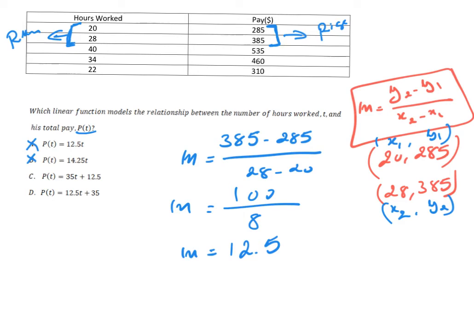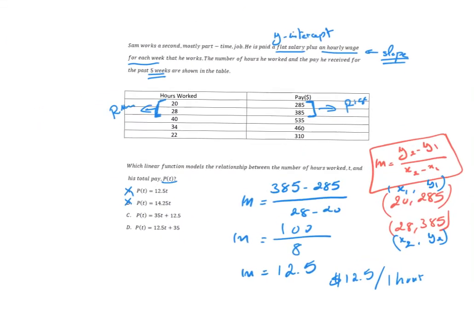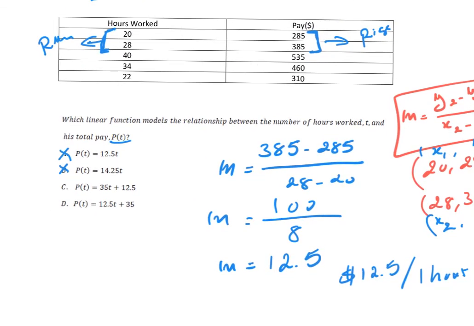So we get paid the rate of change of this model here, $12.50 per 1 hour. If we look at the answer choices, D must be the correct answer, because that's the one that has a slope of 12.5. That's exactly what we're looking for, not 35 point T, not 35 T.